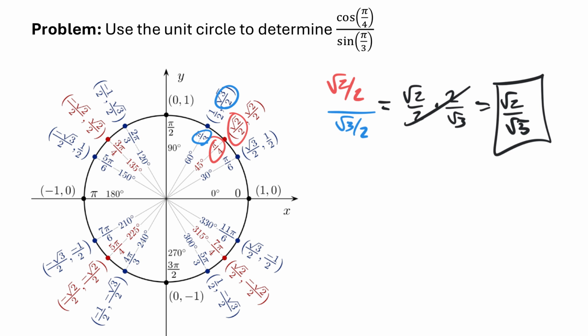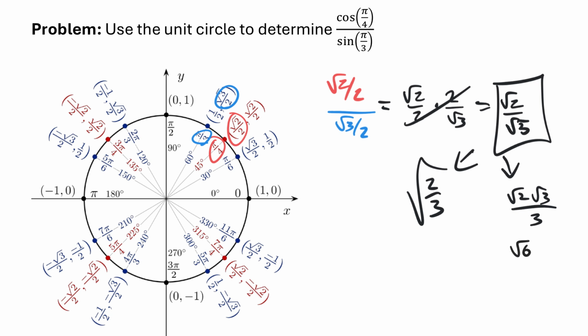Now you could definitely leave your answer like that, but there are a few ways to simplify this. One alternate form would be to put the whole thing under a root. So root of 2 over 3. Another thing you could do would be to rationalize that denominator. So you get root 2 times root 3 over 3. And you could combine those roots to be root 6 over 3. So all of these are equivalent answers.